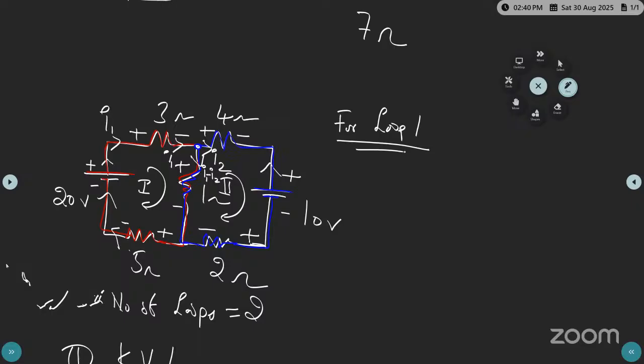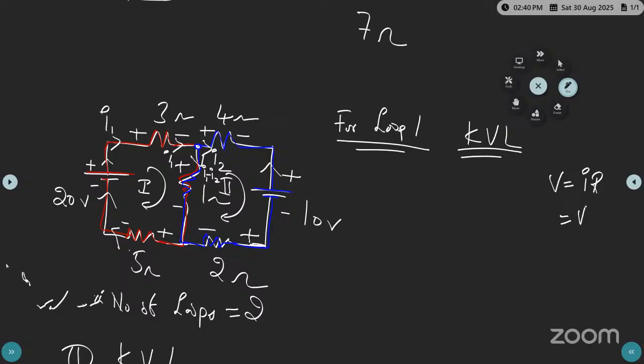So for loop 1, apply KVL. What is KVL? In a closed loop, the algebraic summation of voltages across the elements is equal to 0. Now for loop 1, we'll apply KVL. What is the formula for voltage? V equal to IR. What is the other formula for voltage? Voltage is equal to IR or voltage is equal to V.